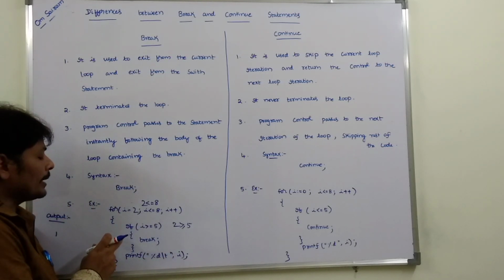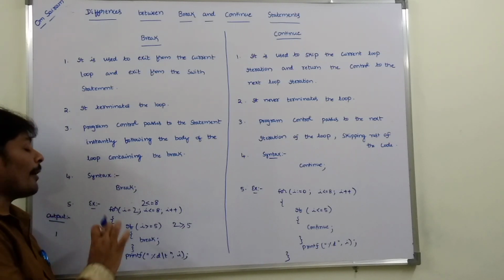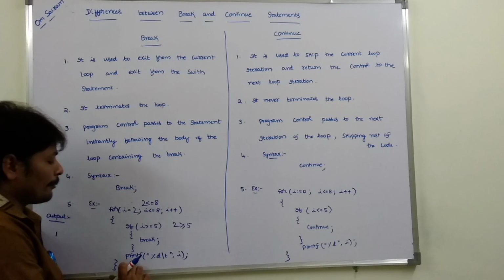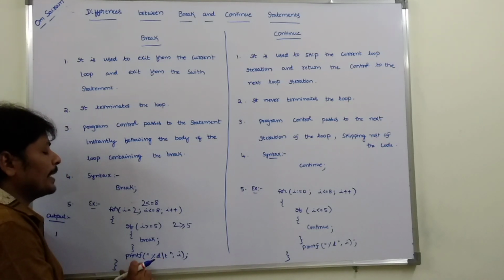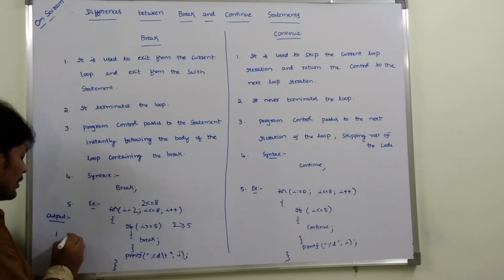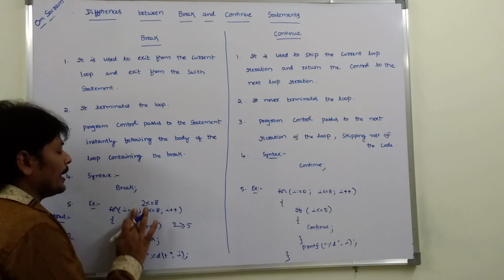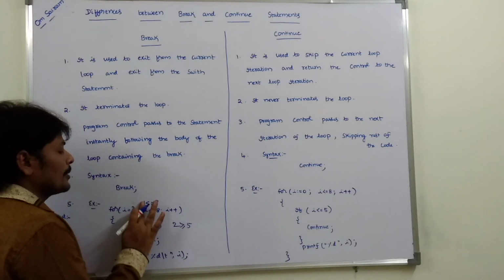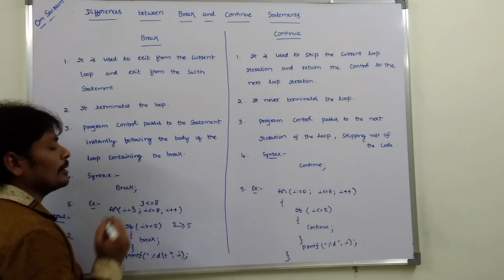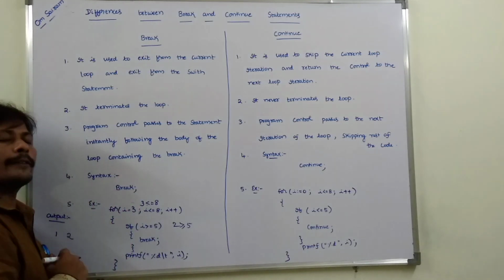The control goes to the statement after the if block. After the if block, what is the statement there? printf %d, i. What is the i value? i value is 2. 2 is printed. Next, i value is incremented. Now i value is 3. 3 less than or equal to 8, condition true. The control goes to the body of the for loop.